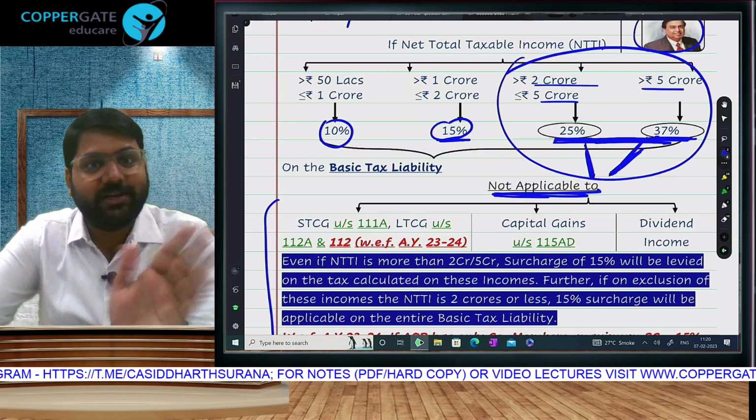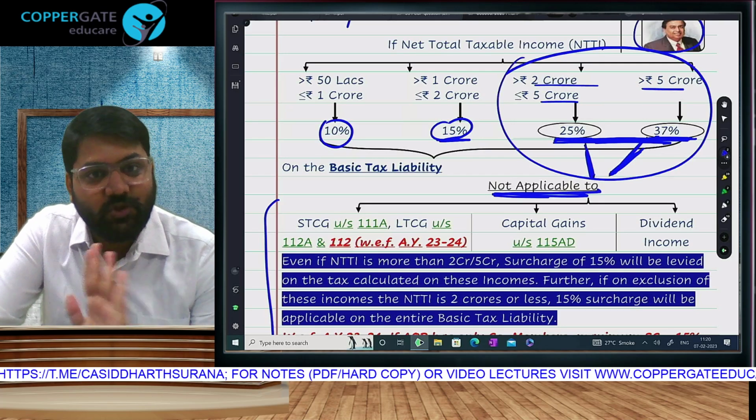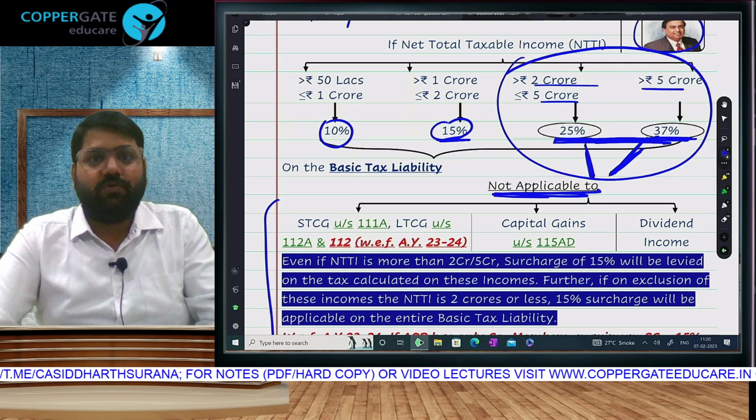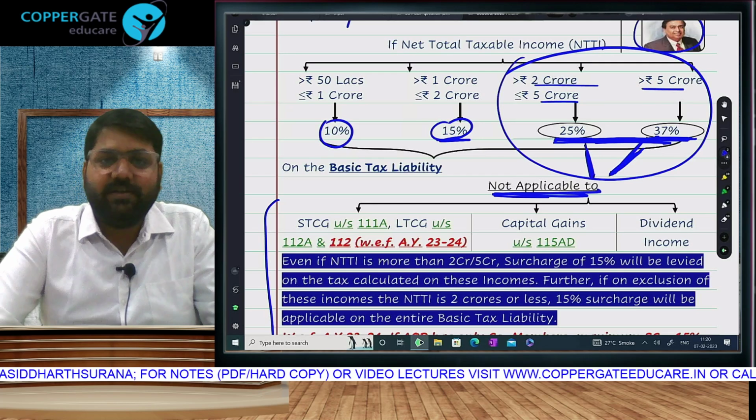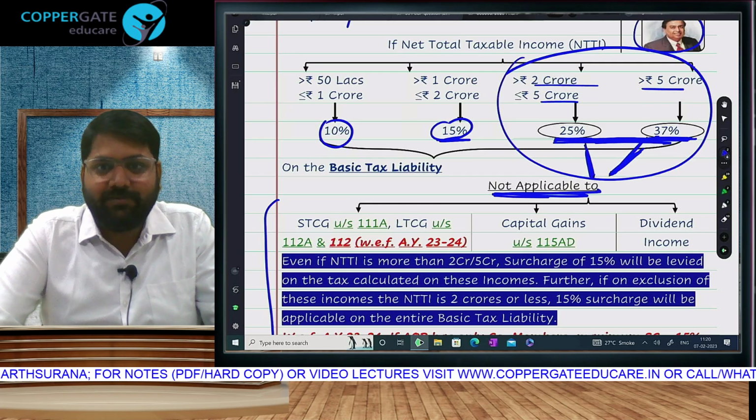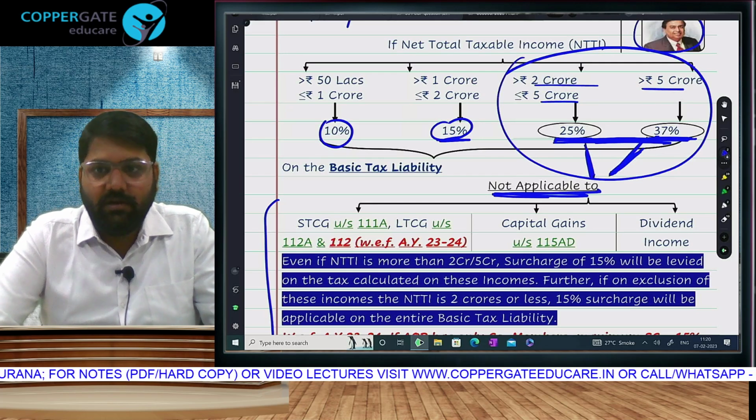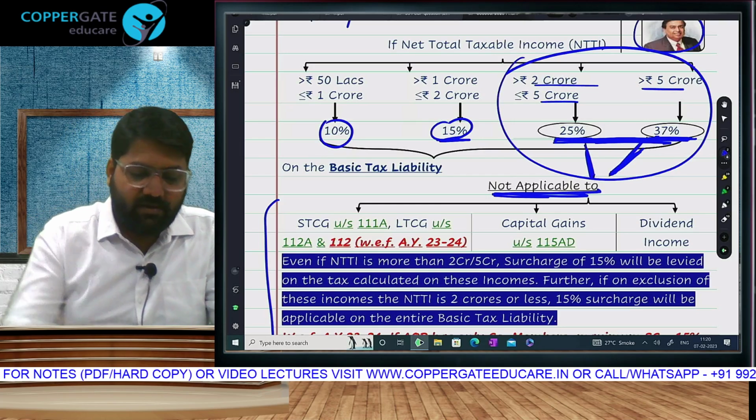15 will come. 15 is not going anywhere. 15 is always going to be applicable. I absolutely want no confusion there. Now, which are the incomes that we have been given here?